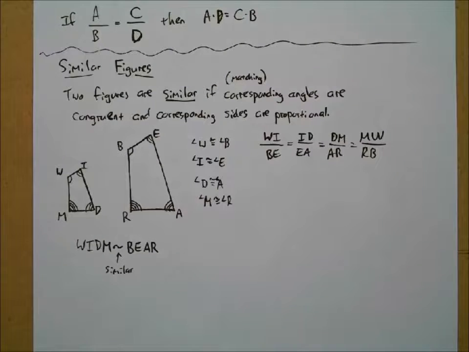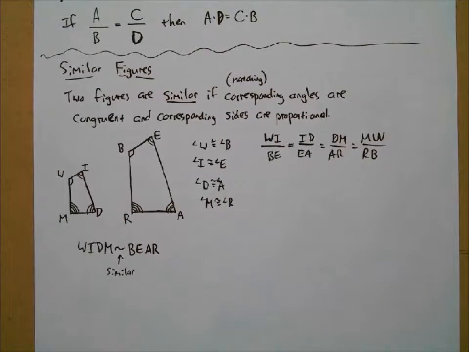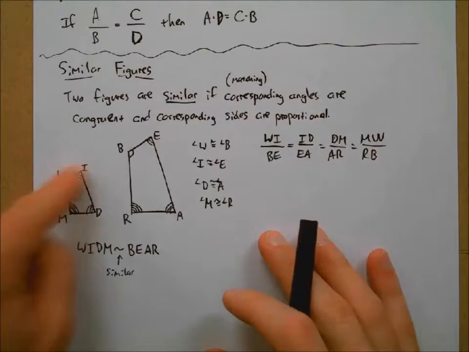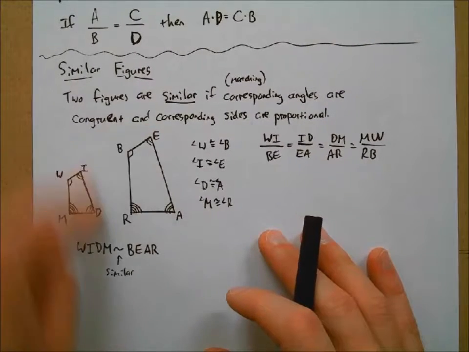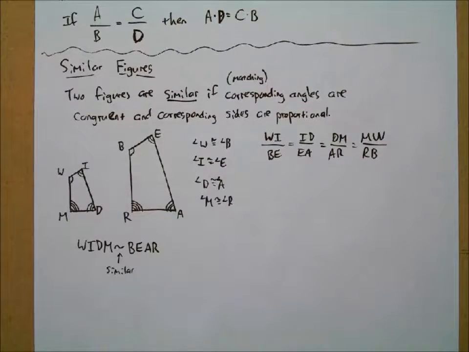So, in a way, similarity is like congruence, right? Similar and congruent figures both have corresponding angles that are congruent. In congruent figures, the sides are also equal or congruent. In similar figures, the sides are in the same ratio. So WI over BE is the same ratio as ID over EA, which is the same ratio as DM over AR, which is the same ratio as MW over RB. Okay? Ratios are the same.